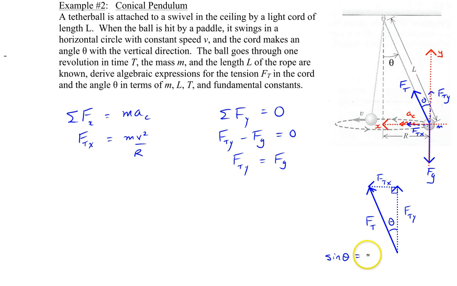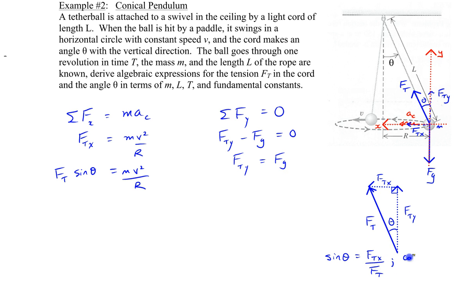Sine theta is equal to opposite, which is the tension in the x direction, divided by the hypotenuse, which is FT. So rewriting for the tension in the x direction, we could write that as FT times sine theta equals mv squared over r. We could do a similar thing for the tension in the y direction.